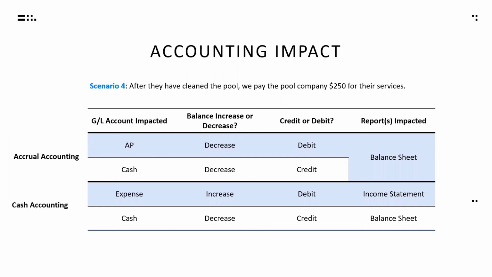On the cash accounting side, my two GL accounts that are impacted are my expense as well as my cash account. I'm now recognizing my expense, so I'll need to increase that account, and my cash account is decreasing because I've made a payment. In order for me to increase my expense account, I'll need to debit it, and in order for me to decrease my cash account, I will need to credit it. The two reports that this accounting impact can be seen on are the income statement as well as the balance sheet.